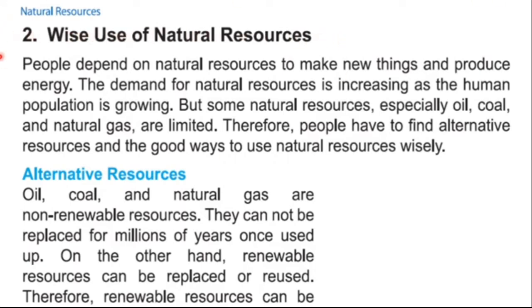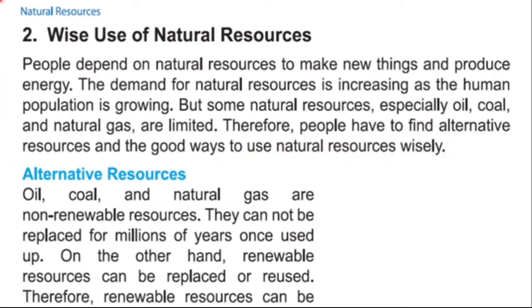Wise use of natural resources. People depend on natural resources to make new things and produce energy. The demand for natural resources is increasing as the human population is growing, but some natural resources, especially oil, coal, and natural gas, are limited. Therefore, people have to find alternative resources and good ways to use natural resources wisely.